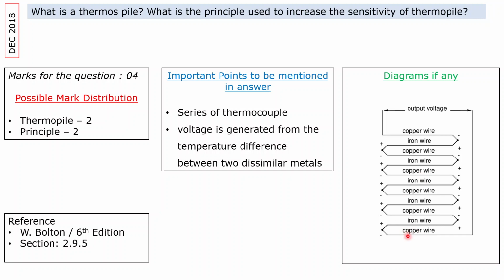You have two dissimilar metals, one is copper wire and the other is iron wire, and you have two different junctions, and you are connecting at the end by using a series of copper and iron wire, and you are getting an output voltage which increases the sensitivity of the thermopile.